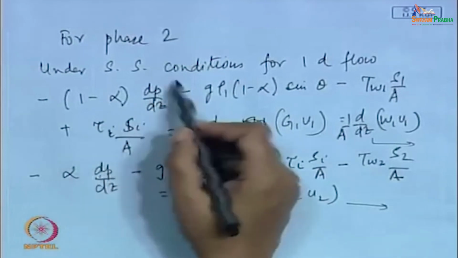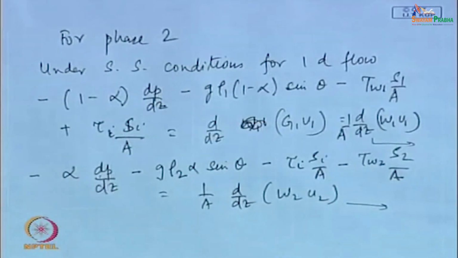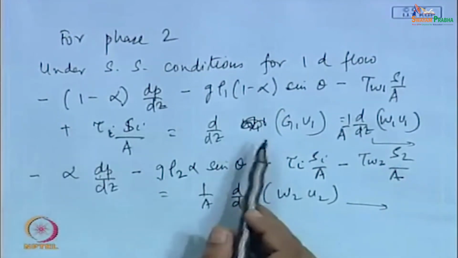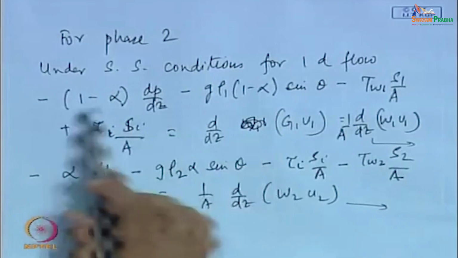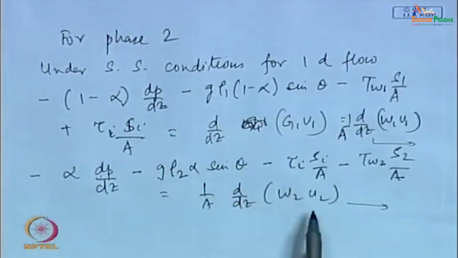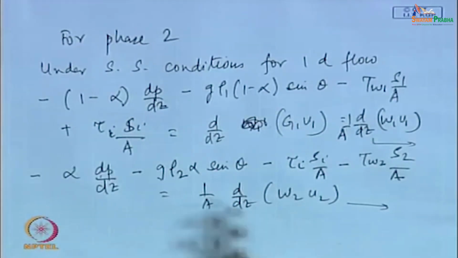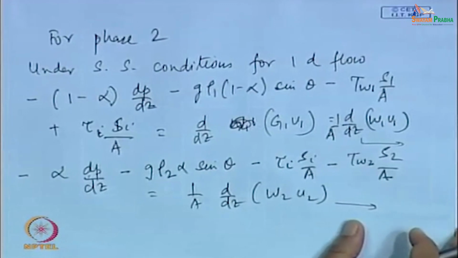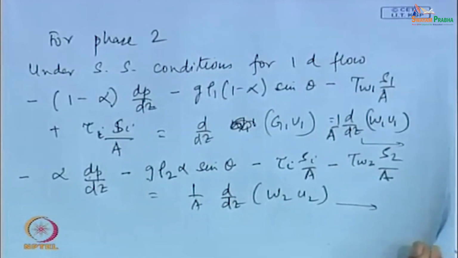What happens? This dp/dz term cancels out, isn't it? Just do it and tell me what you are going to get. You divide one particular equation with 1 minus alpha and divide this equation with alpha, and then you subtract one equation from the other. Let us see what you get.